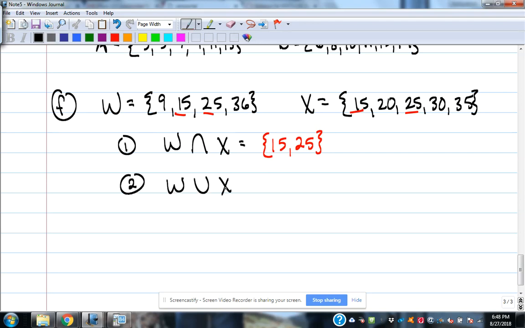What about the union of those two sets? It's all of them, right? 9, 15, 20, 25, 30, 35, 36. Everybody in the pool. That's it. A union.